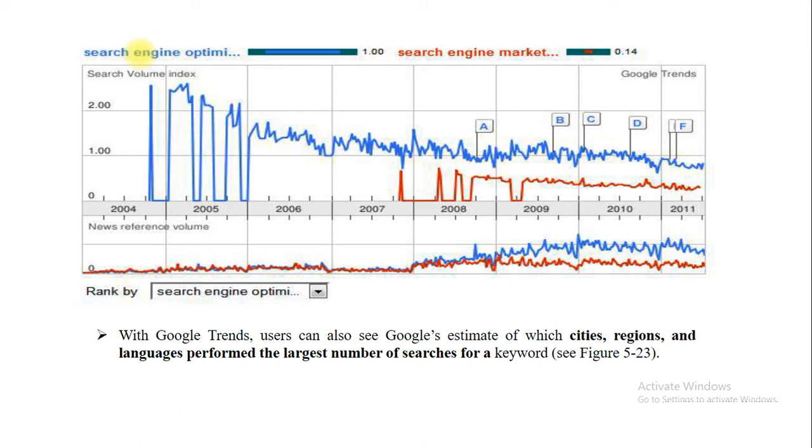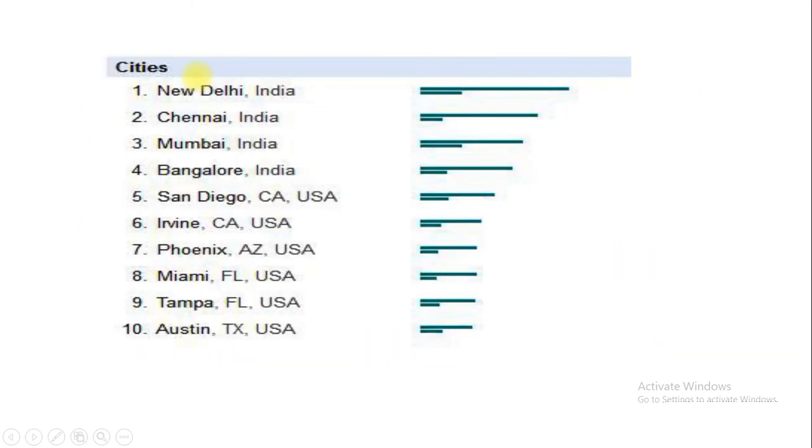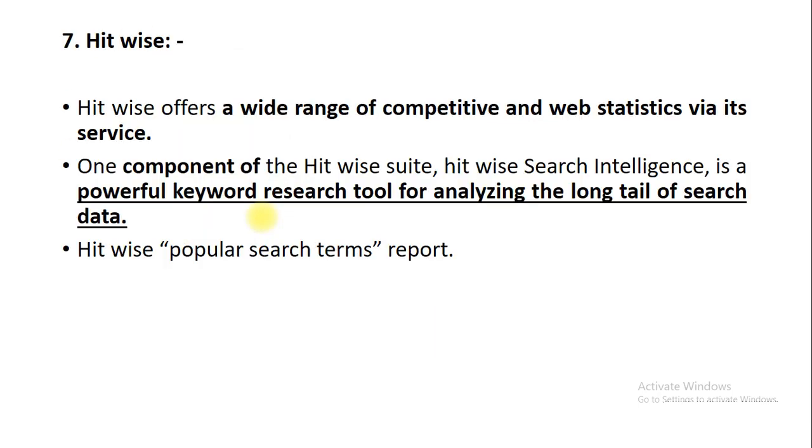So you can select whether you want to see the output based on image search, video search, or news search. You can also select the category of blog, or internet or web. So this output is based on the search volume index. Over here we have the list of cities and the list of countries.